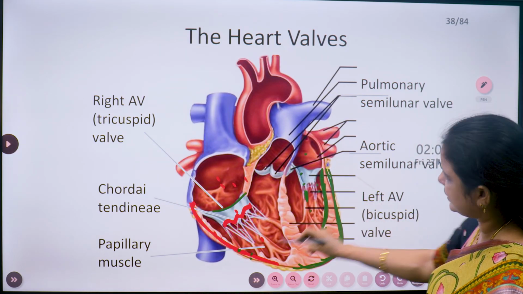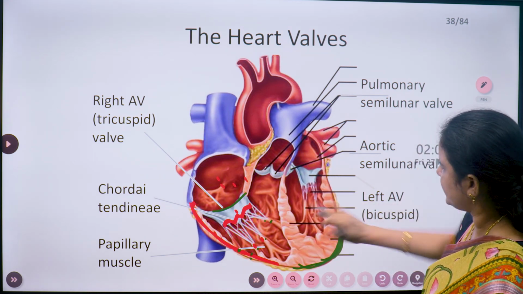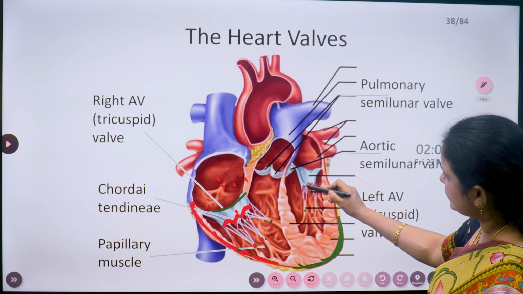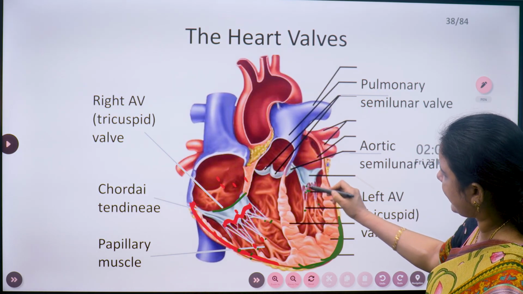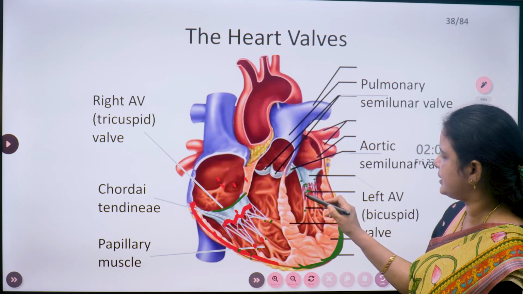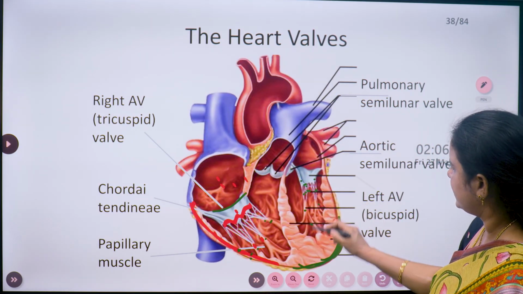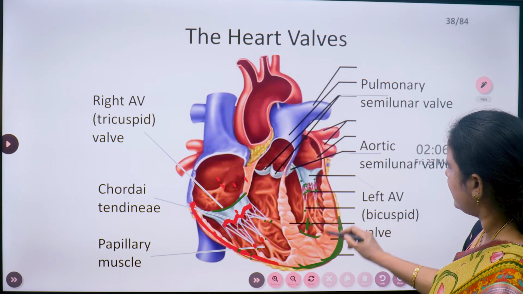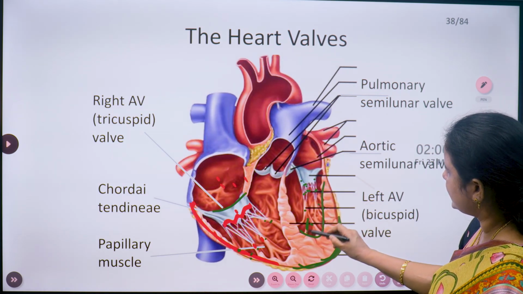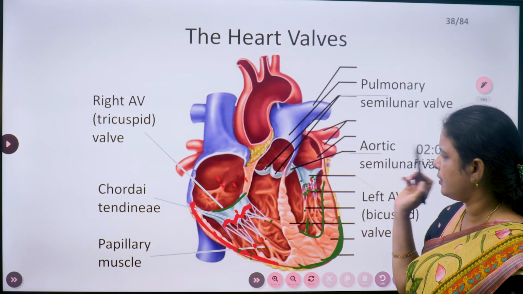Only 2 cusps you can see, whereas in the tricuspid there are 1, 2, 3. This is the bicuspid valve. These are the chordae tendineae, and they anchor to the atrioventricular valve. These are the papillary muscles. This is the ventricular valve. These are papillary muscles, chordae tendineae and atrioventricular valves.